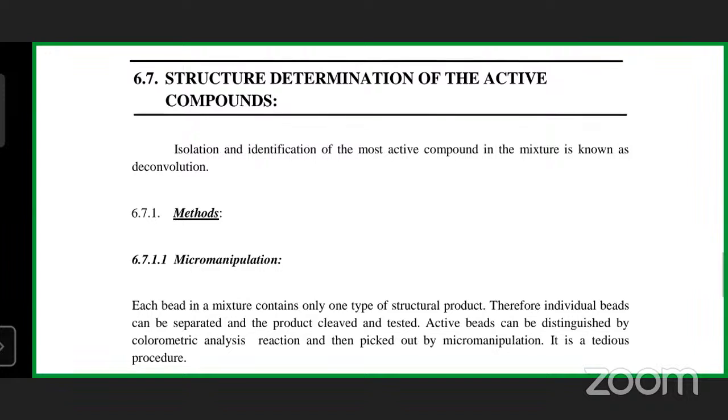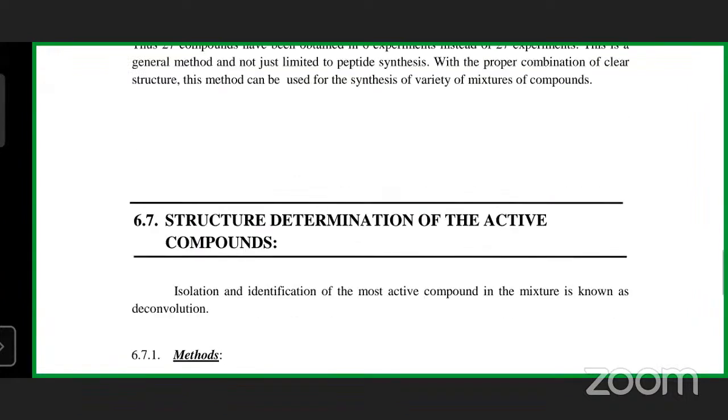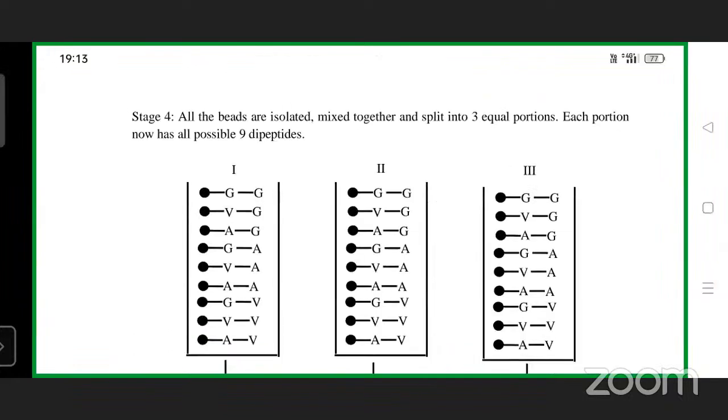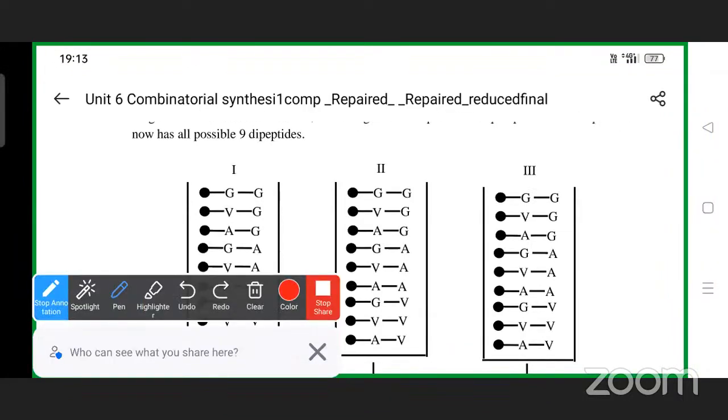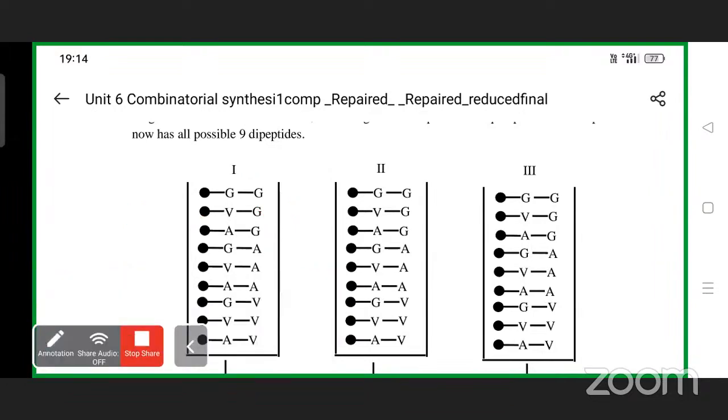For example, in the previous case, okay. So for example, we want to synthesize the valine glycine here, right? Valine glycine. This is our active compound, right? Because this is our desired compound. This is our desired compound here, and this is called the active compound here, right? But when you run the reaction, we won't get valine glycine as a single product.